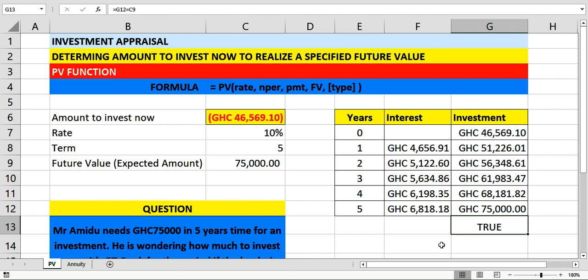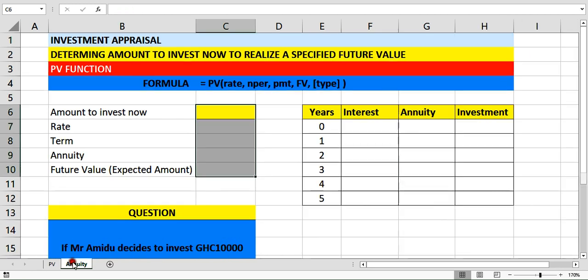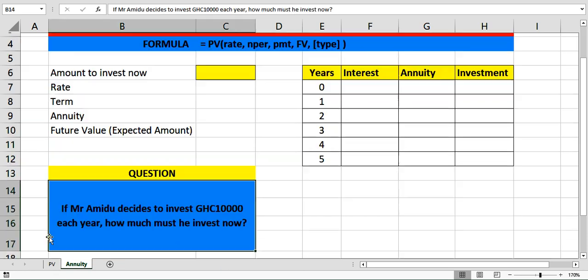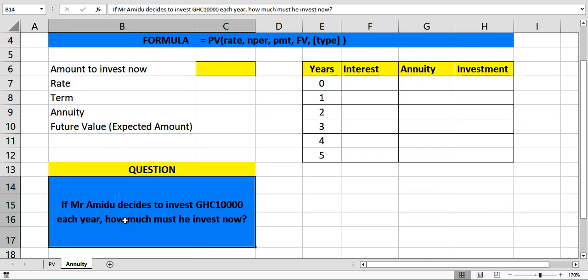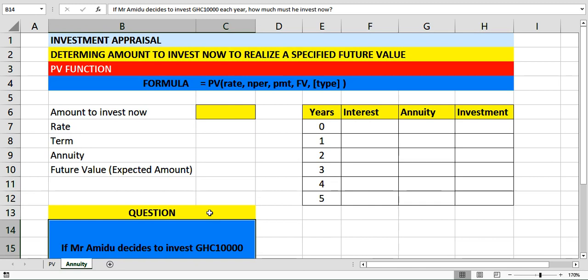Okay, what about a situation where Mr. Amidu decides to actually make constant inflow? So let's go to this side. In this situation, Mr. Amidu decides to invest 10,000 cedis each year. Now if that happens, there will be an additional element, which is the annuity.